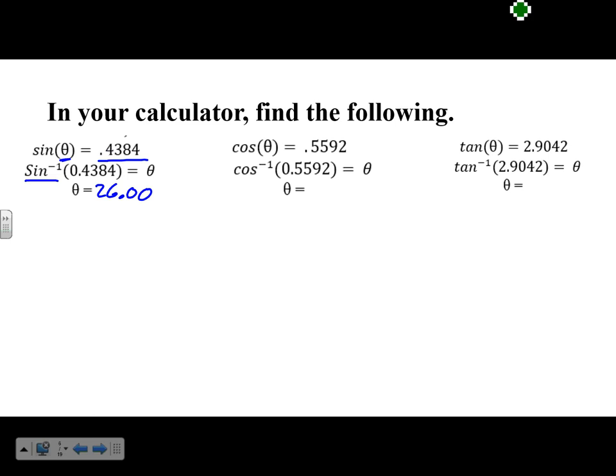Again, what we're trying to do is find what angle we're going to get where the cosine of that angle is this decimal. What angle would be in here that if we took the cosine of that, it would be this? To find that, we're going to take the inverse cosine of this, the opposite of the cosine. So the inverse cosine of 0.5592 is 55.999, which rounds up to 56.